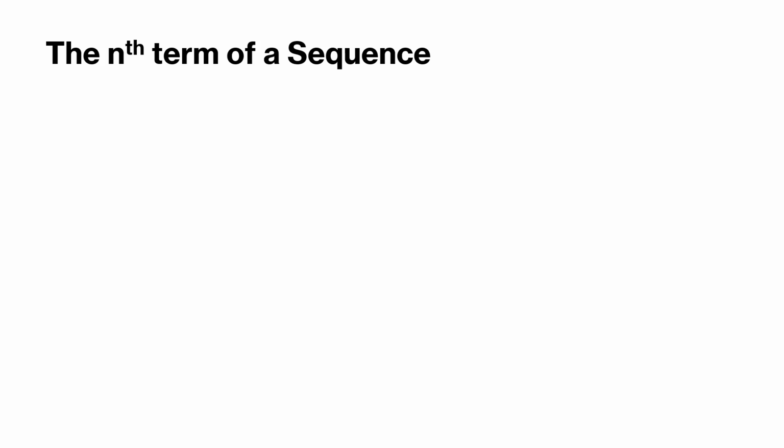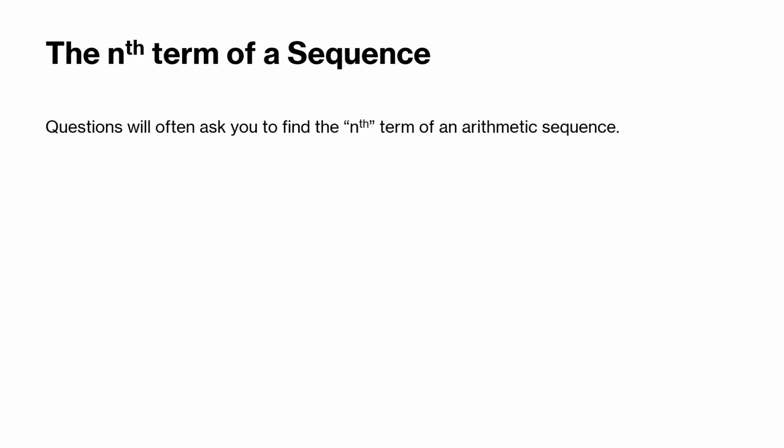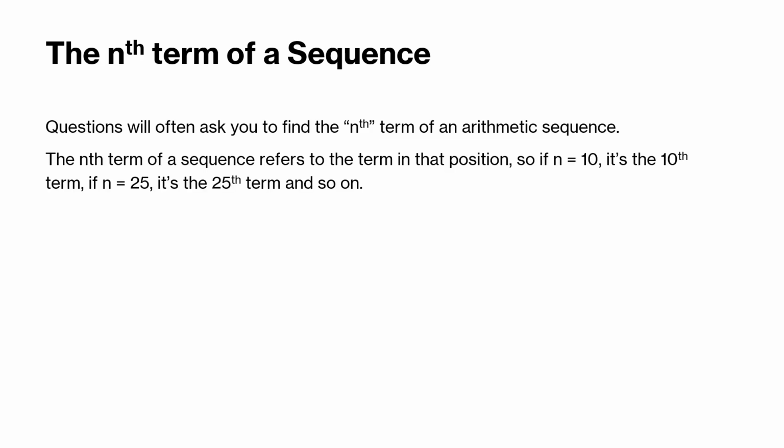Let's talk about the nth term of a sequence. Questions will often ask you to find the nth term of an arithmetic sequence. The nth term of a sequence refers to the term in that position. So if n equals 10, it's the 10th term of a sequence. If n is 25, it's the 25th term. If it's 13, it's the 13th term, and so on and so forth.